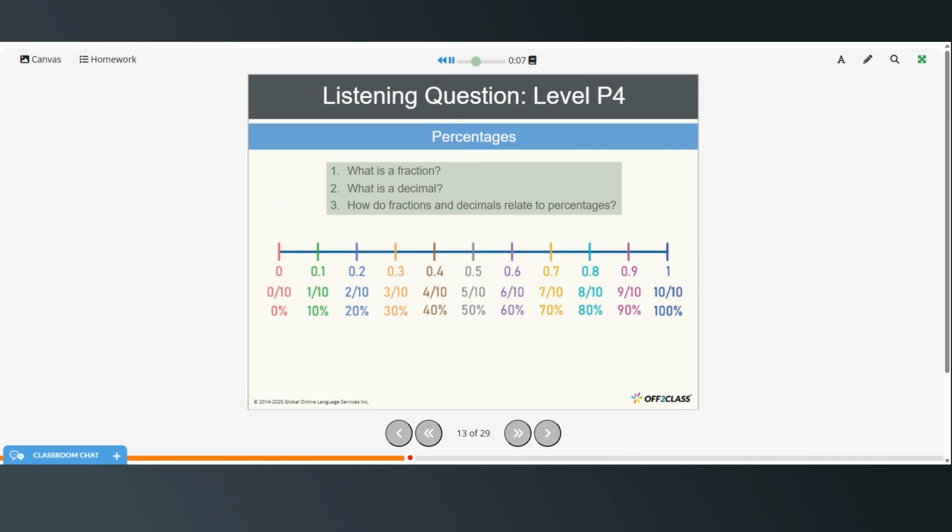The teacher continues explaining about percentages. Listen and answer the questions. All right, and then here are some questions to think about before you listen. What is a fraction? And we have some examples of fractions here in this middle line on the number line. What is a decimal? The decimals are at the top line. And how do fractions and decimals relate to percentages? Well, we could see that 0.1 is the same as 1/10, and those are both equal to 10%. So actually, percentages are just another way to express numbers that are either in their decimal or their fractional form.